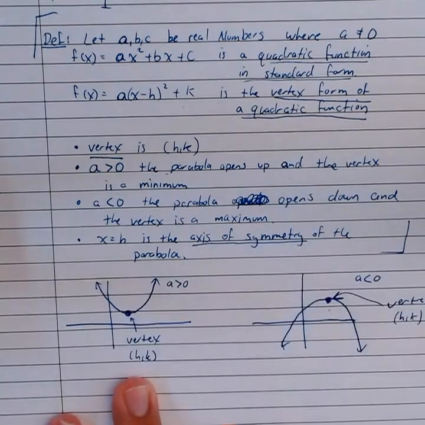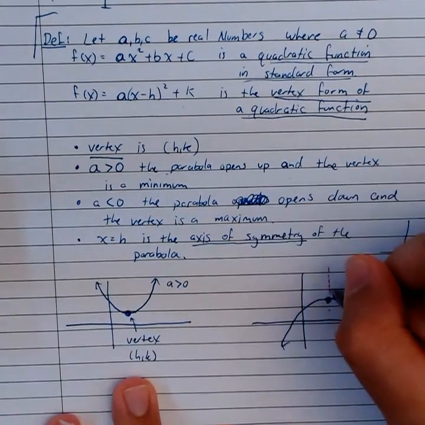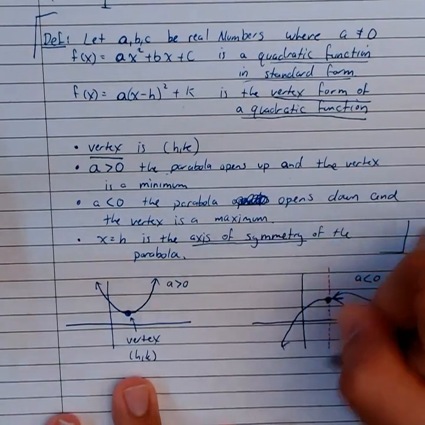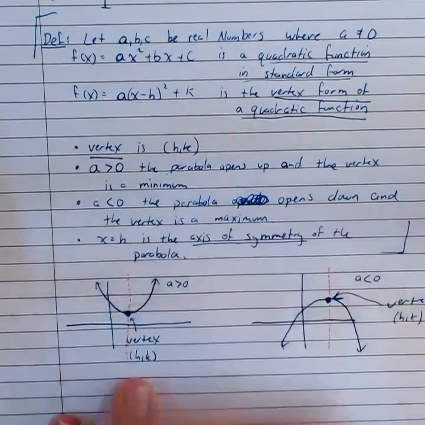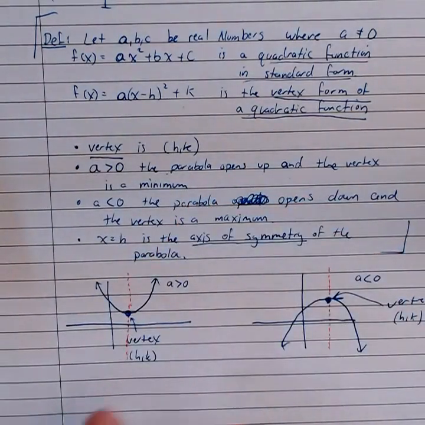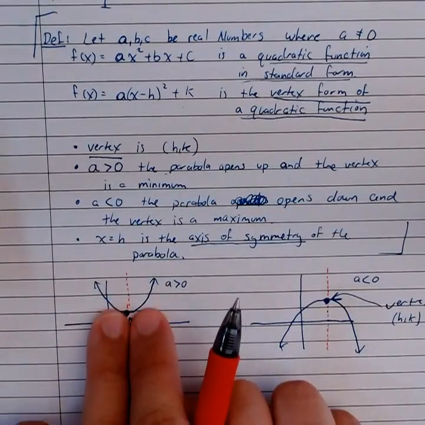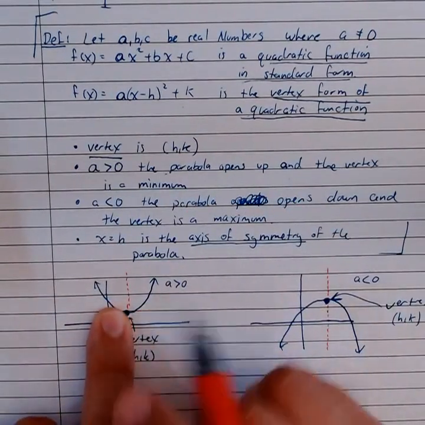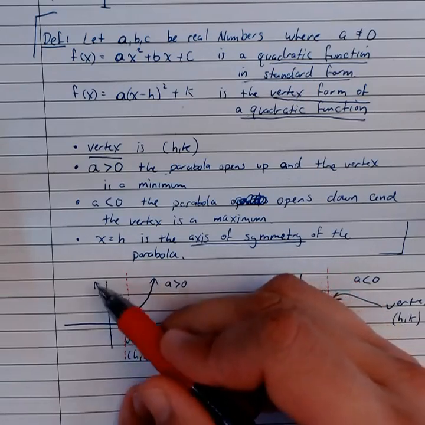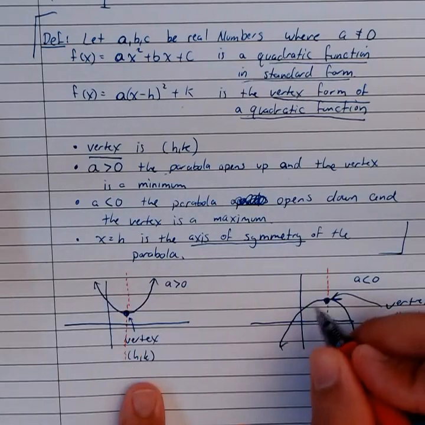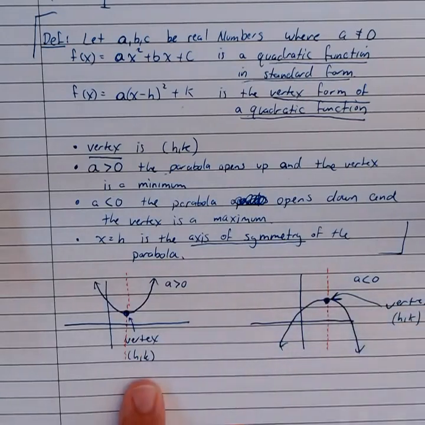The axis of symmetry of a parabola is going to be found as a vertical line that passes through the vertex. This is called the axis of symmetry because everything to the left of this line will be identical to everything to the right of this line. Or in other words, this line will act as a mirror. This will be mirrored over this way, or if it's on this side, this will be mirrored over this way.